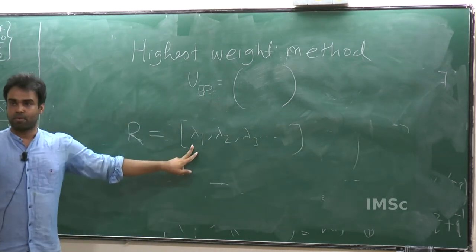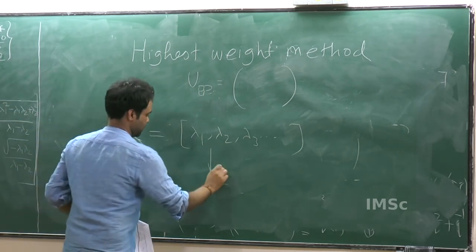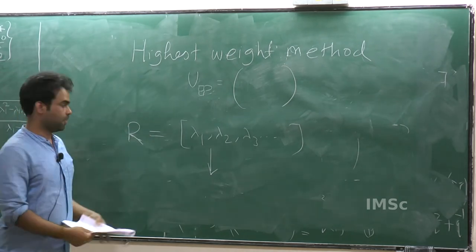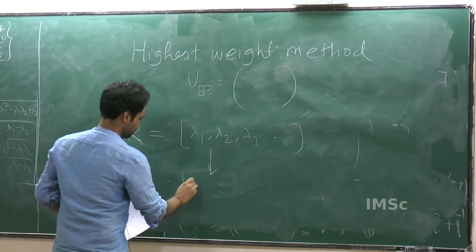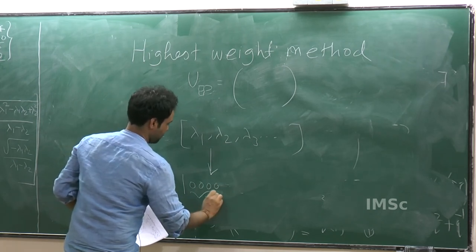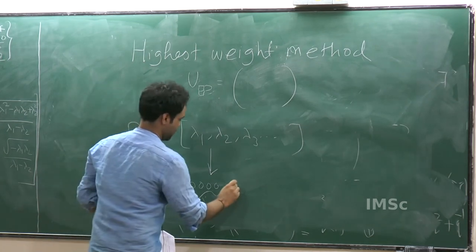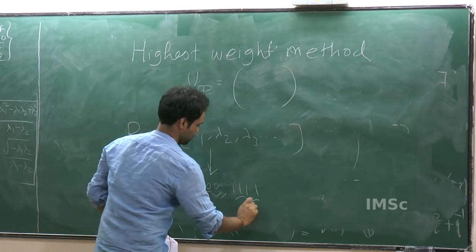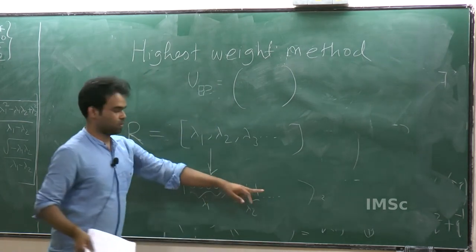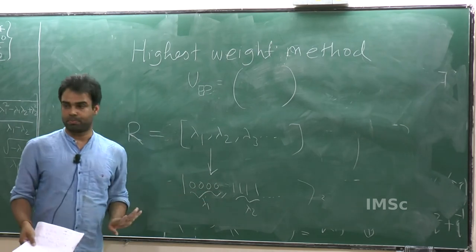Lambda 1 is the number of boxes in the first row. Okay, so this can be represented as a highest weight vector whose basis is lambda 1 times 0 and lambda 2 times 1, lambda 3 times 2, and so on, with all possible permutations.